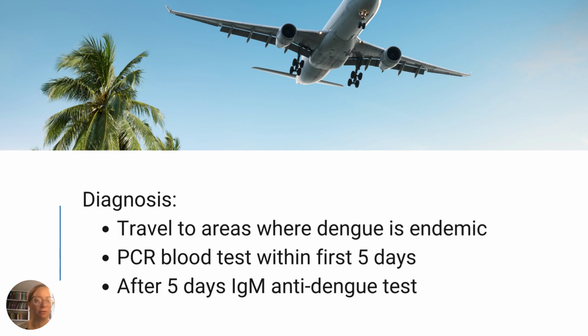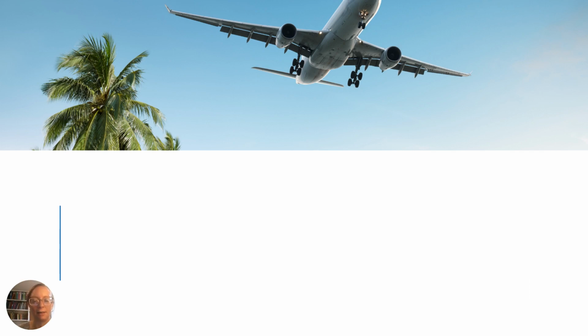Diagnosis, the first question, of course, like all of these diseases, is have you traveled to areas where dengue is endemic? You can do a PCR blood test within the first 5 days of the onset of symptoms. If it's after the first 5 days, you can do an IgM anti-dengue test, but that could possibly pick up other flaviviruses as well, so it's not as accurate as the PCR blood test.